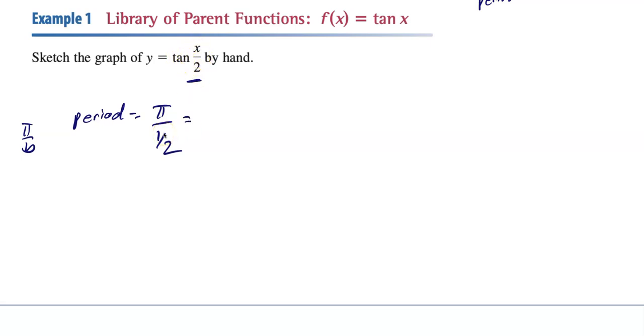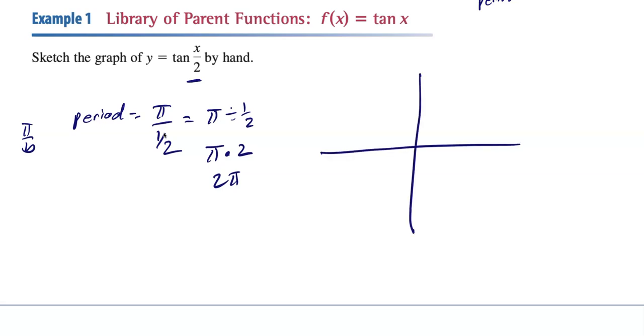So remember the way I like to write that? It's pi divided by 1/2, same thing as pi times the reciprocal. So 2 pi. That's my period. So if we're graphing the tan graph, let's say we go from here to here. This distance from here to here is 2 pi. That means if we cut that in half, we go pi each direction. So pi and negative pi. And then our graph looks like this.